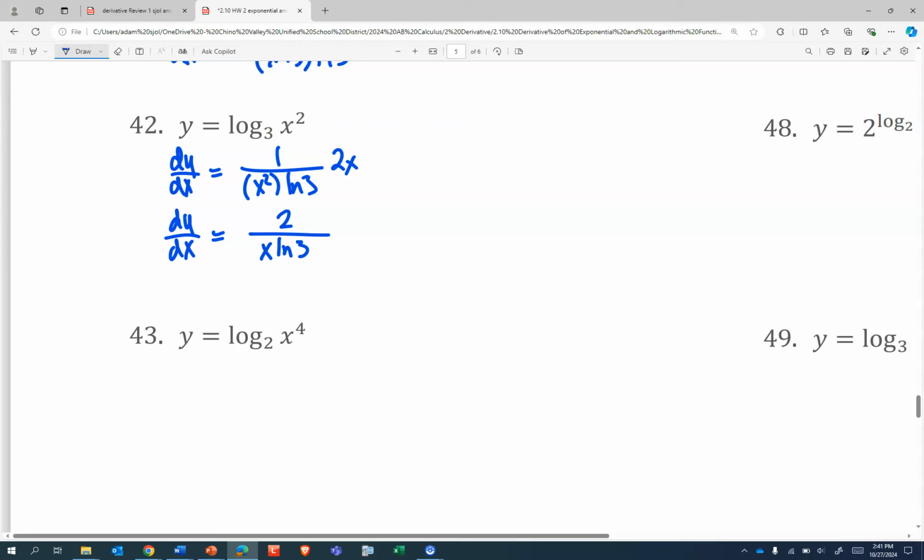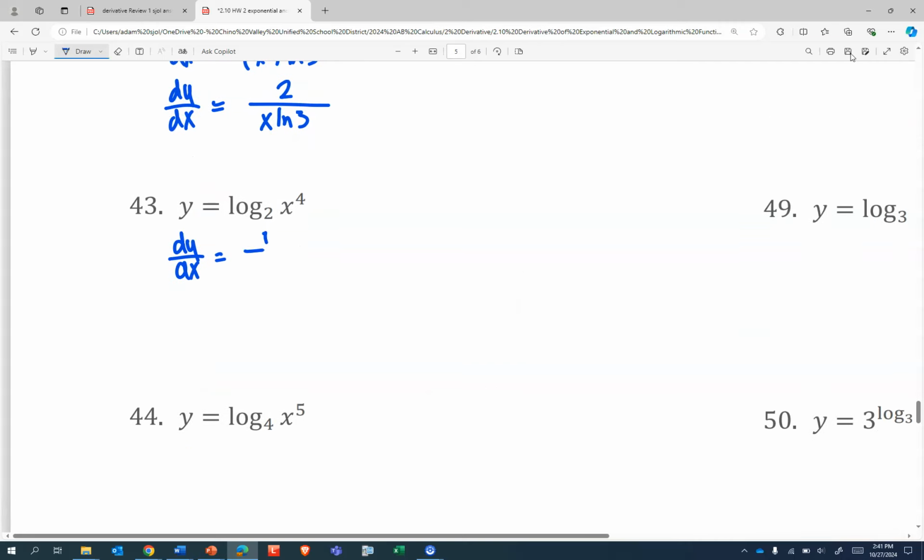Log base 2 of x to the 4th. What's going to happen there? So 1 over the input, natural log of 2. That input is x to the 4th. So chain rule for x cubed. dy dx is 4 over x natural log of 2.